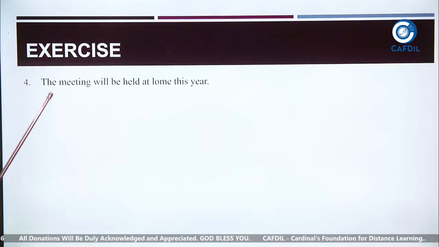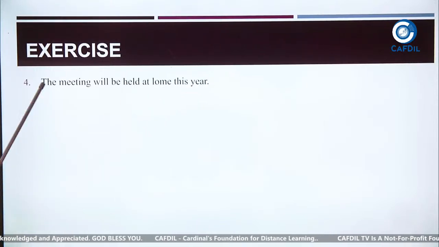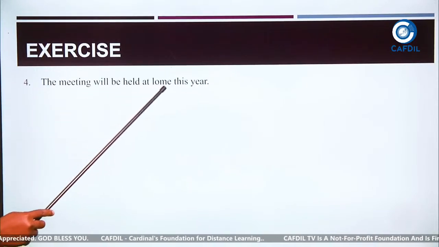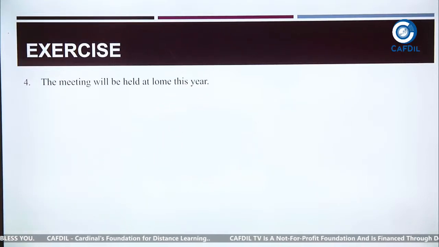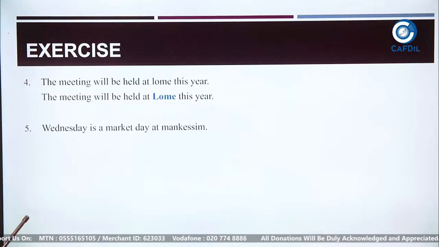Sentence 4. The meeting will be held at Lome this year. Learners, do that. And the proper noun in this sentence is Lome. And it begins with a capital letter. Let's try another one.